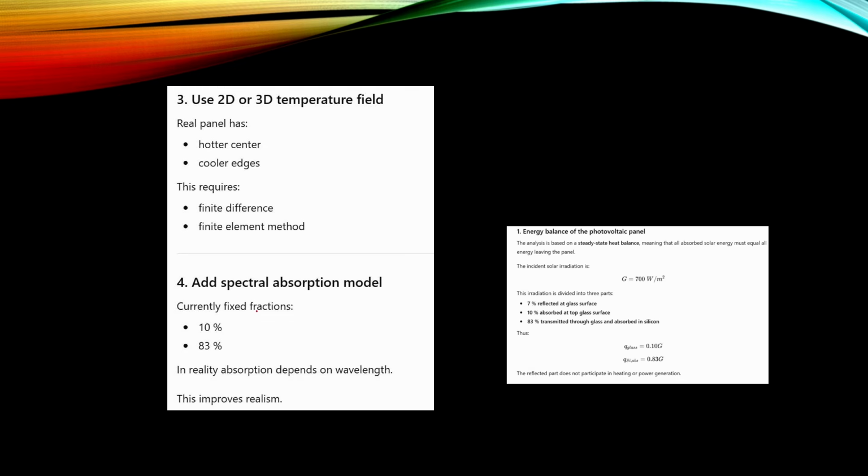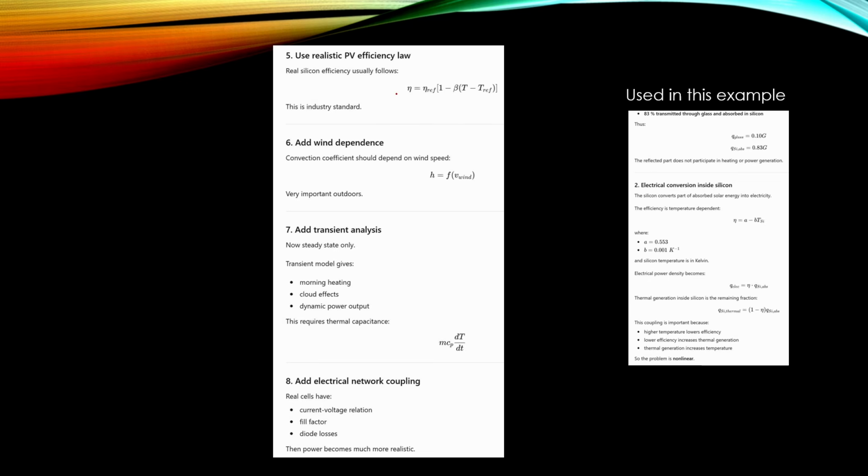We have now assumed that 83% of incoming radiation is absorbed in silicon, but you can also move to spectral analysis. That will give a more realistic results for this case. You can also start using more accurate efficiency calculation. We now have this simplified efficiency function. Typically in industrial cases we use this function to calculate the efficiency.